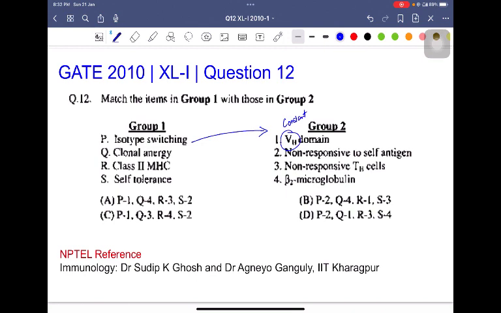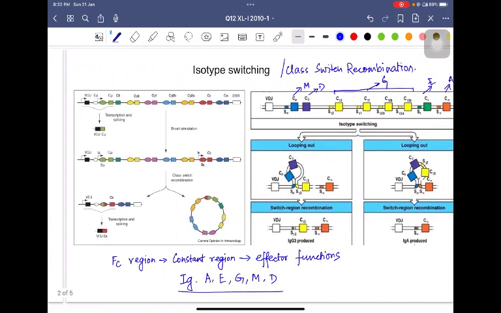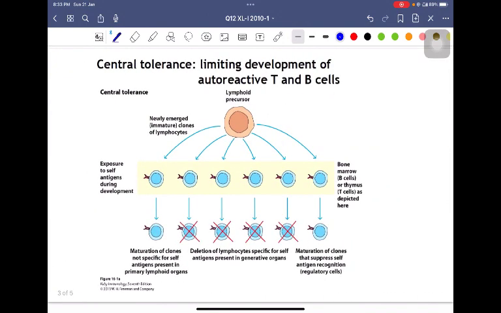We will move on to our next topic, which is clonal anergy and self-tolerance. So, what is central tolerance? Central tolerance is limiting the development of autoreactive T and B cells. We know that when our immune cells develop and mature, there is a lot of process that goes on to rectify those T and B cells.